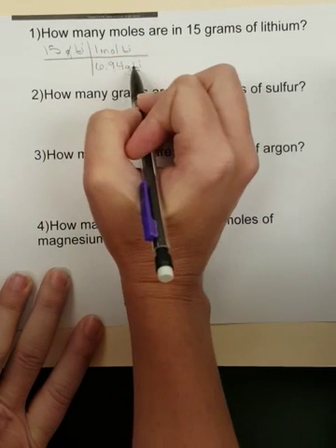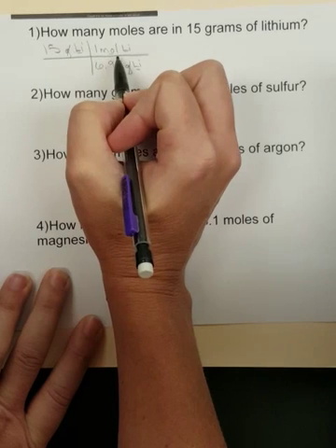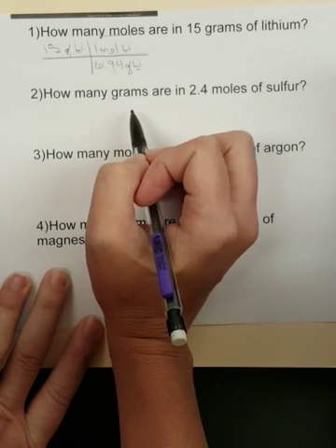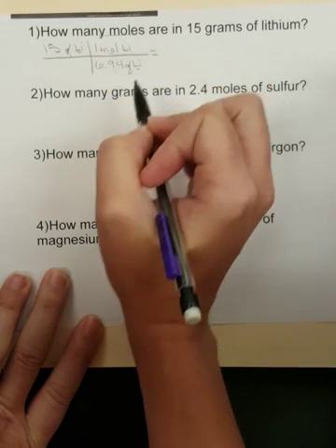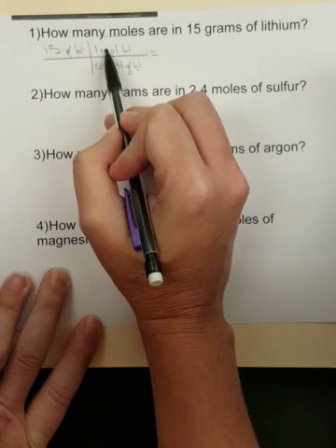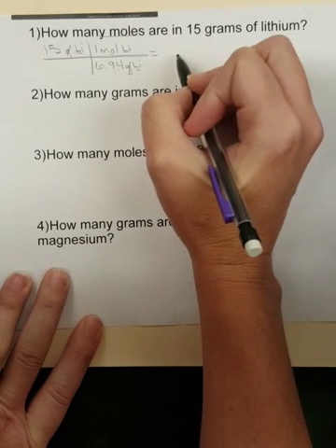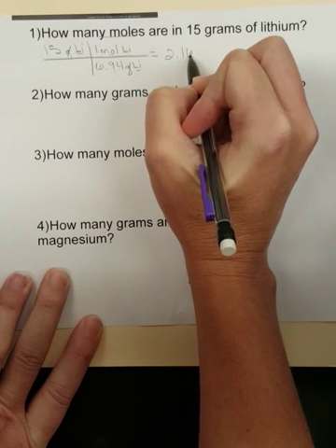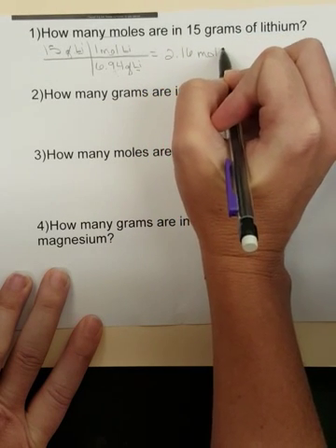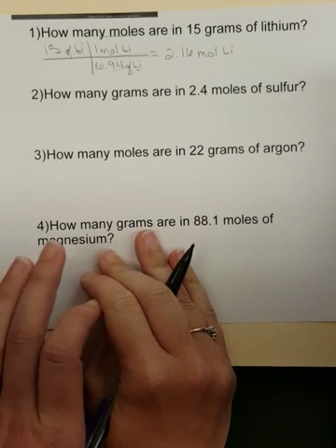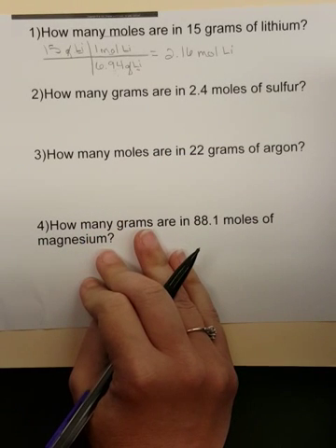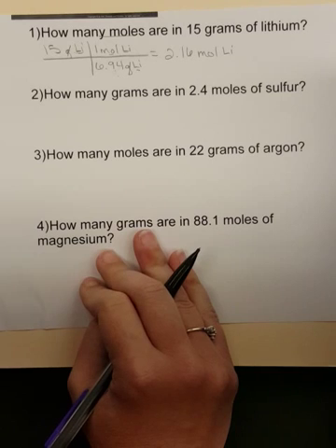All right, so our grams cancel out and we're left with moles. That's what our question is asking for, so we know to stop. In our calculator, we're going to do 15 times 1 and get an answer, and then divide it by 6.94. And you get 2.16 moles of lithium. Not too bad.